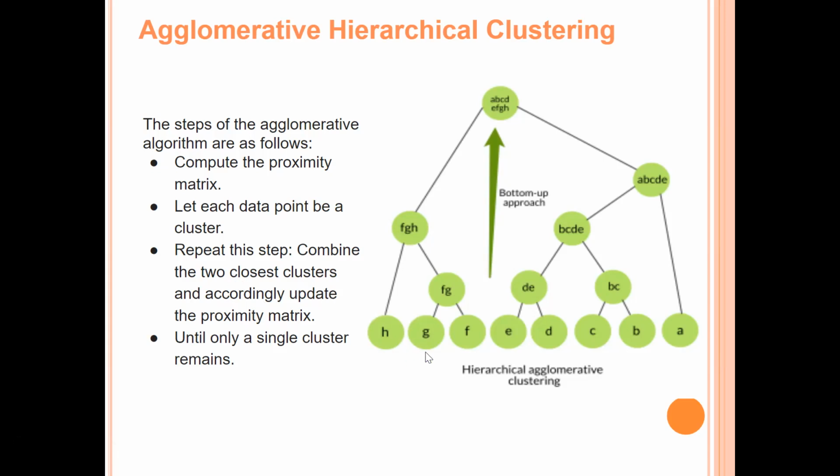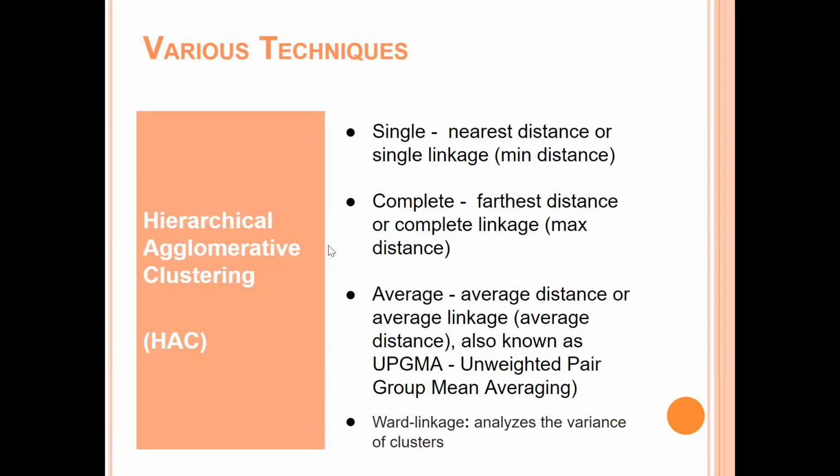So after combining the clusters or individual data points into the clusters, we have to update the proximity matrix. Up till when? Until we reach a single cluster. That's actually how this agglomerative algorithm works. Now here there are some techniques we are following in this hierarchical agglomerative clustering. So what are those? There are single linkage, complete linkage, average linkage, and Ward linkage. These are the techniques we follow in hierarchical agglomerative clustering.